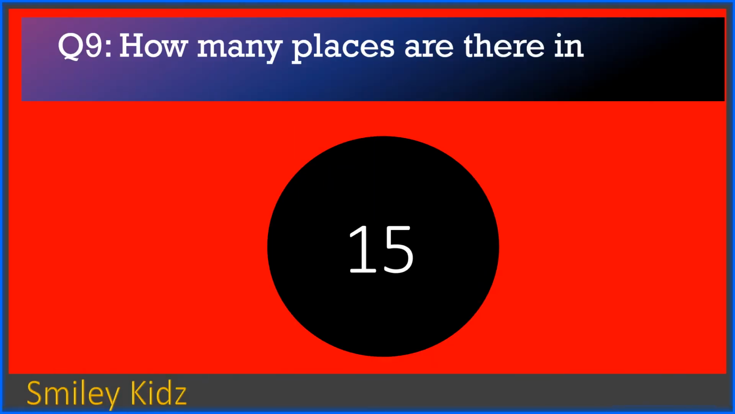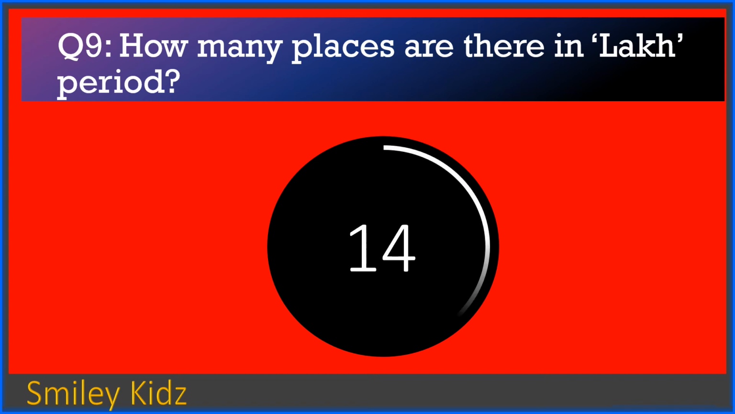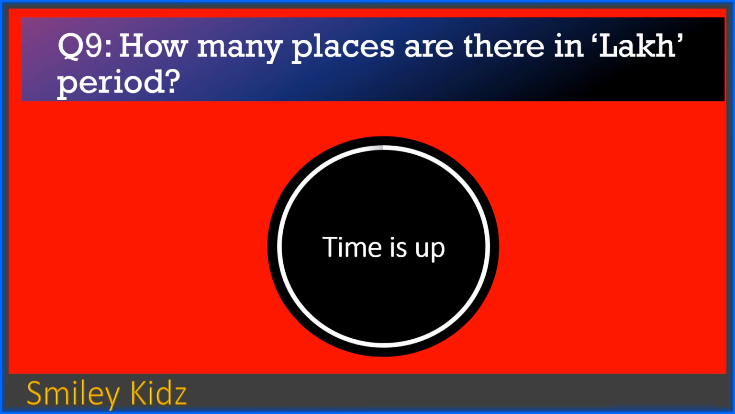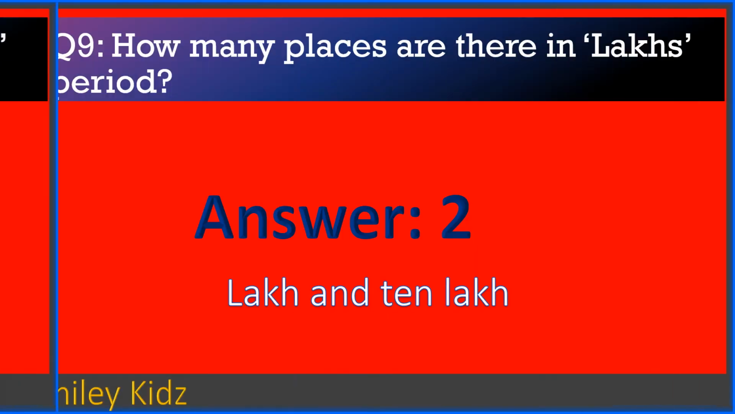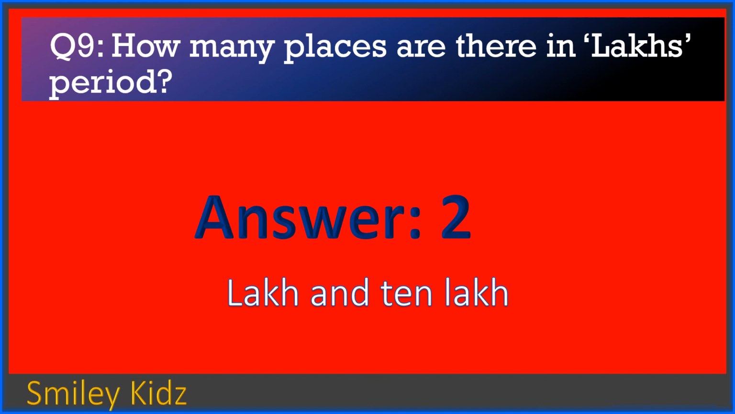Moving to question number 9. How many places are there in lakh period? Your time starts now. Your time is up. The right answer is 2. There are 2 places in lakhs period. They are lakh and 10 lakh.